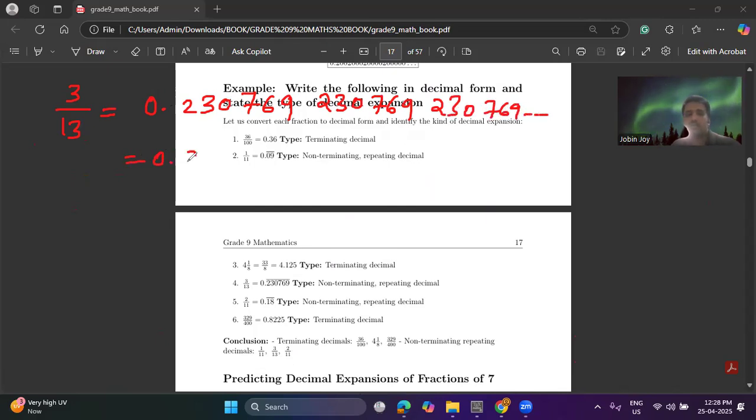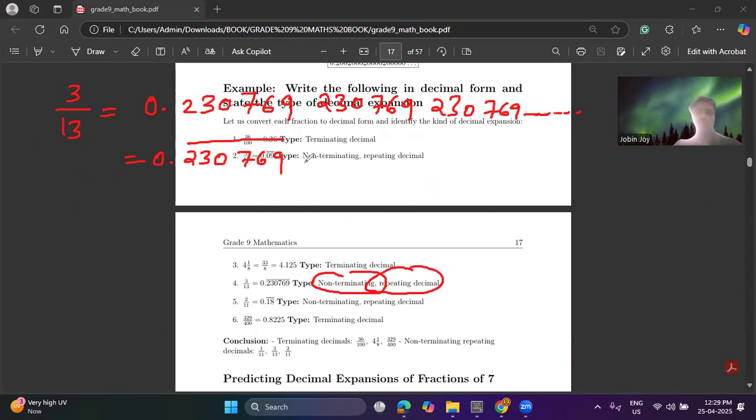So I can write 0.230769 bar. So this is repeating. That means this is non-terminating, because this is going on like this, non-terminating but repeating. So this part is repeating.